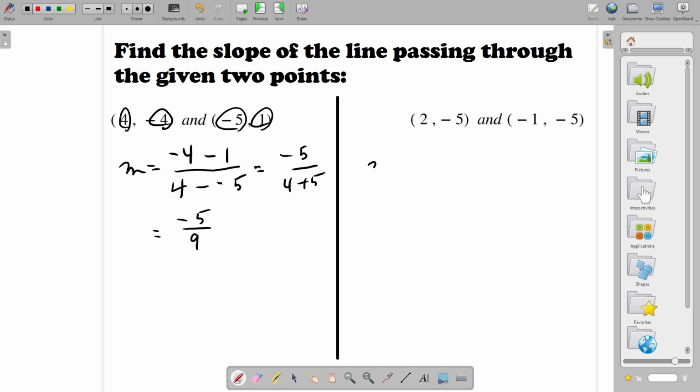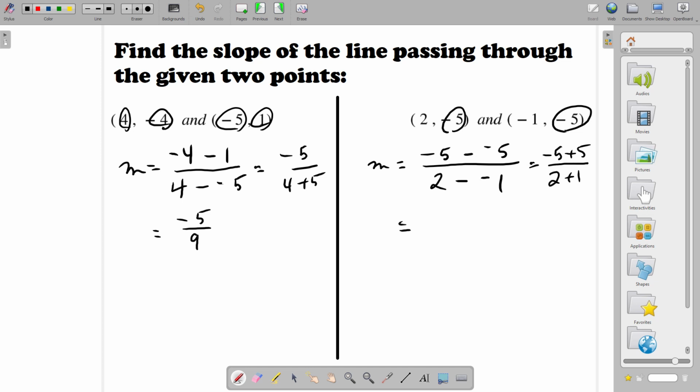Okay, let's see what happens here. We have m equals the difference in our y's, -5 minus -5. Have to, again, be careful because our first term is negative and our second term is negative, and we have to subtract the first term minus the second term. On the bottom, we get 2 minus the next x, which is -1. On the top here, we get -5 plus 5. And on the bottom, we get 2 plus 1.